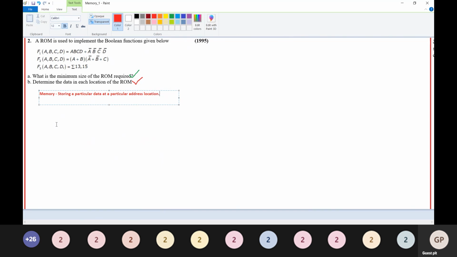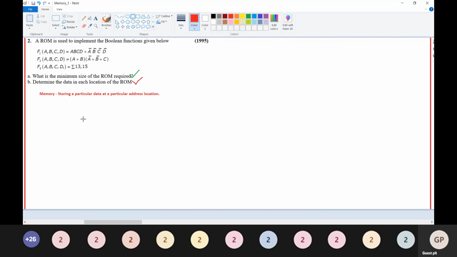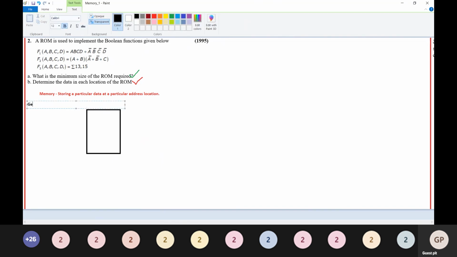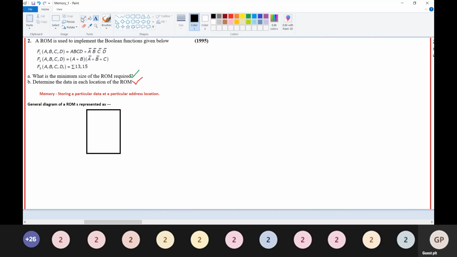Now we see a general diagram of a ROM. The general diagram of a ROM is represented as 2 power n cross m. So this is your general representation of a ROM.